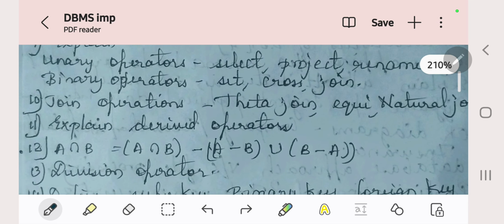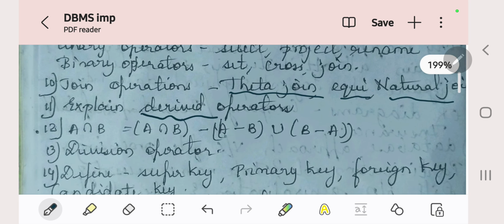Then the join operations. In join operations we have theta join, equijoin and natural join. All three are different. Please make sure you know that difference properly, because in the exam you might get confused. So study an example for each of the concepts here and make it very clear.